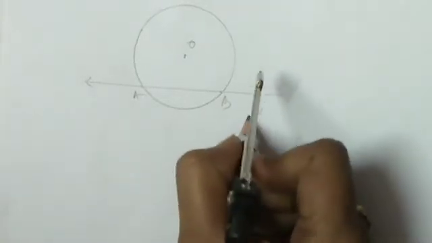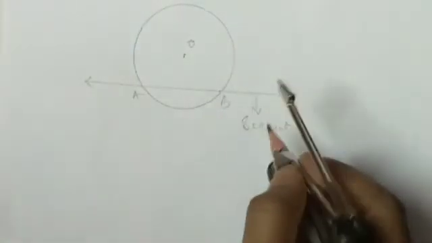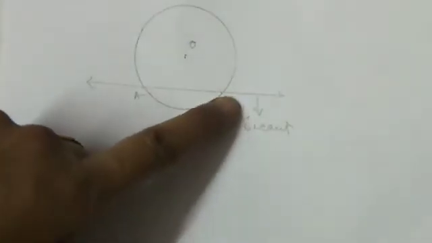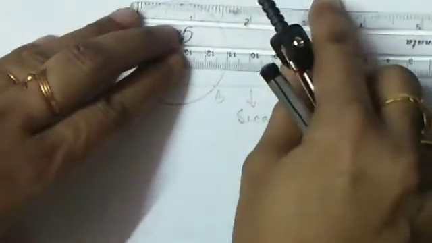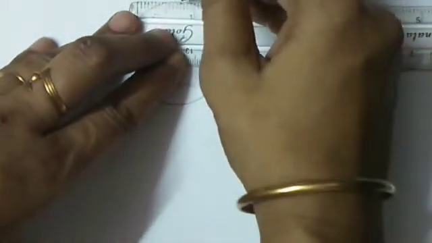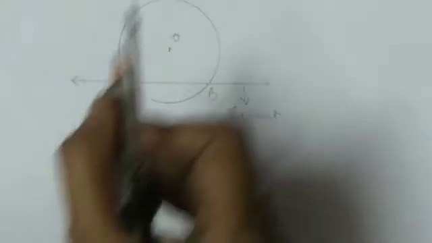This is called a secant. And what is the difference between a secant and a tangent? A secant cuts at 2 points, but a tangent touches the circle at a single point. So this is called a tangent.